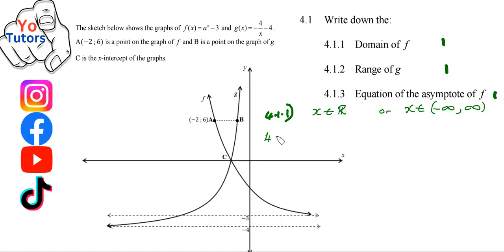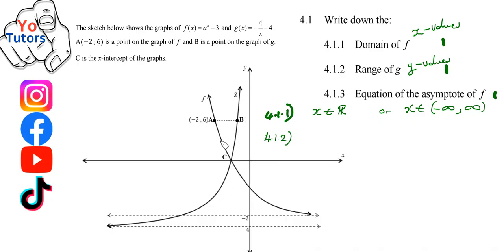Then what about 4.1.2? We're looking at the range. Now, range is y values, while domain describes x values, or you can say input values. So in this case, it is the y values that can be occupied by g. Our g is this graph here.